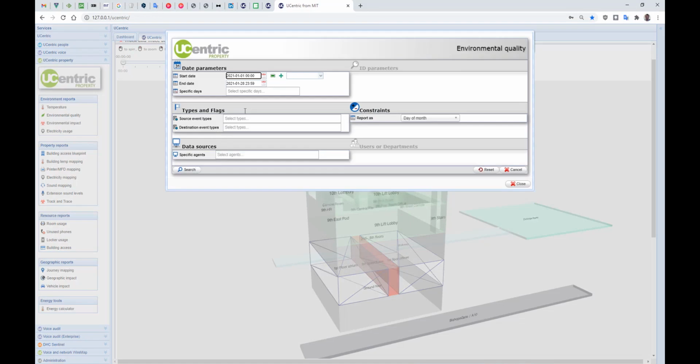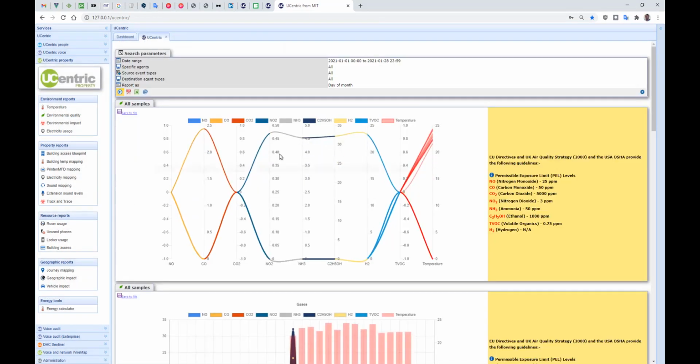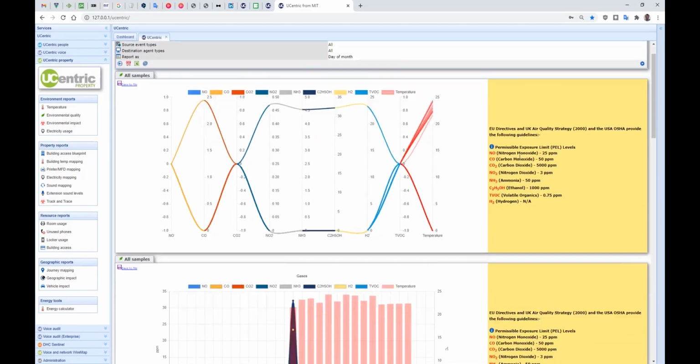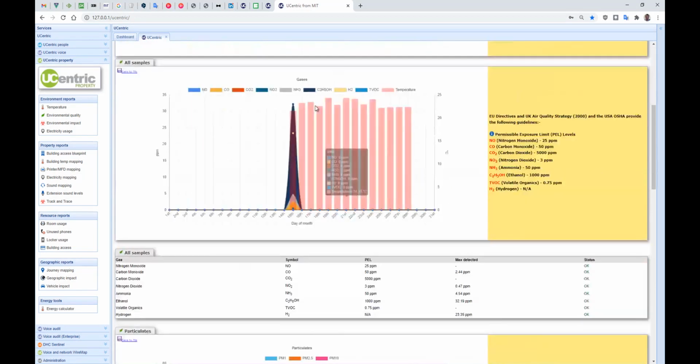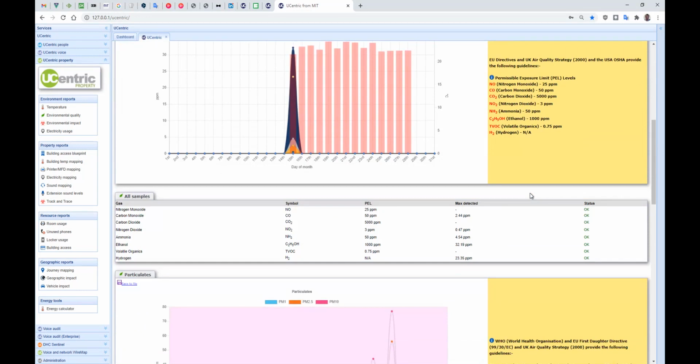So coming on to the environmental stuff, we also can access the data from those environmental devices. And you can see here where we're capturing data from existing devices about emissions, but then turning those into meaningful information. Here's the permitted exposure limits as based by the WHO and OSHA and EU directives. And it shows you what the max was detected and whether that's good. It's also looking here at particulates.